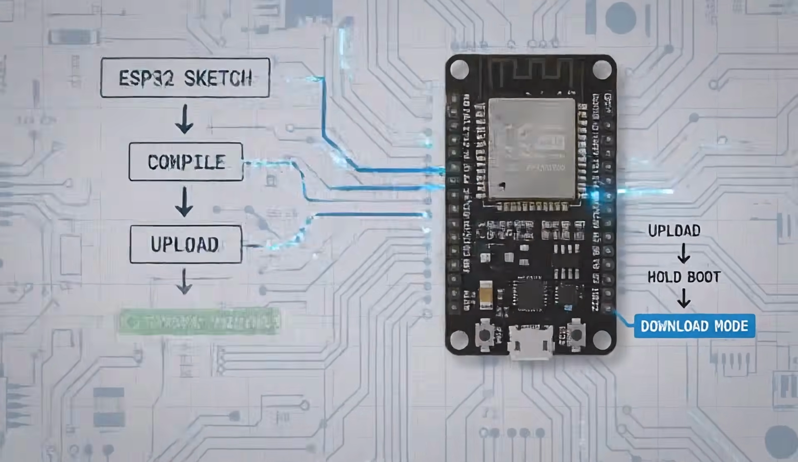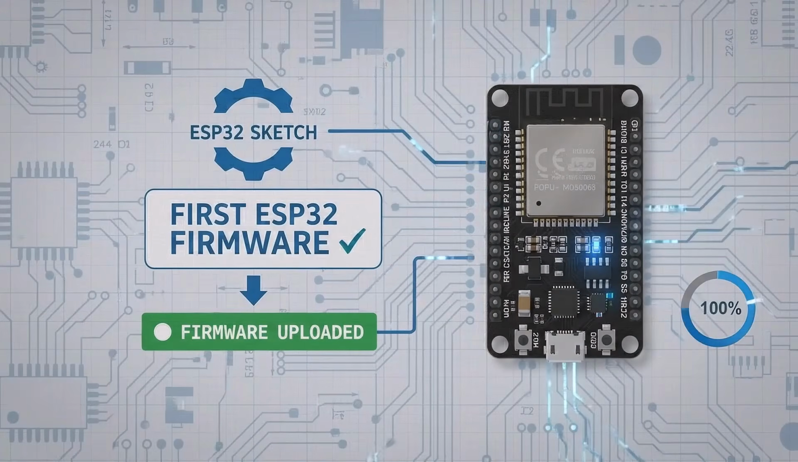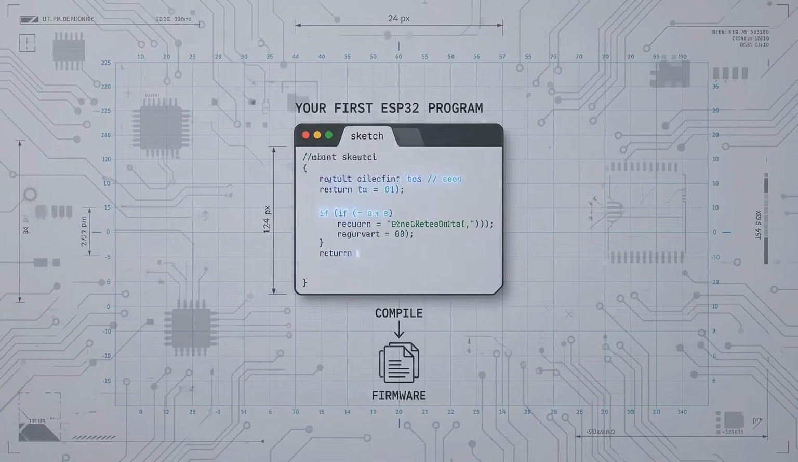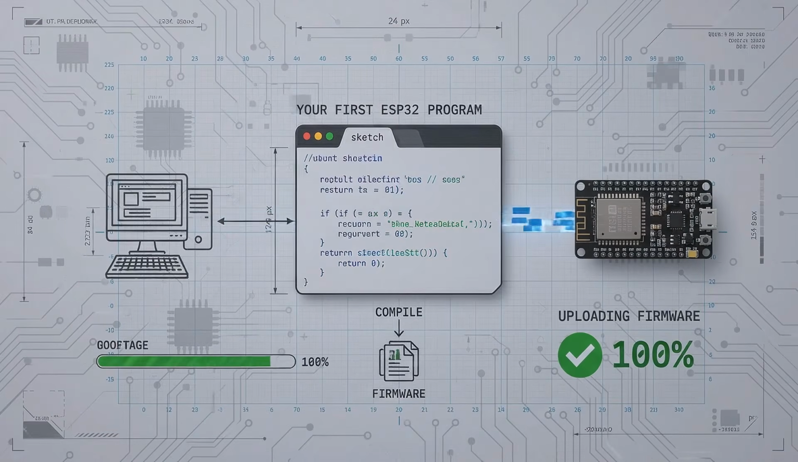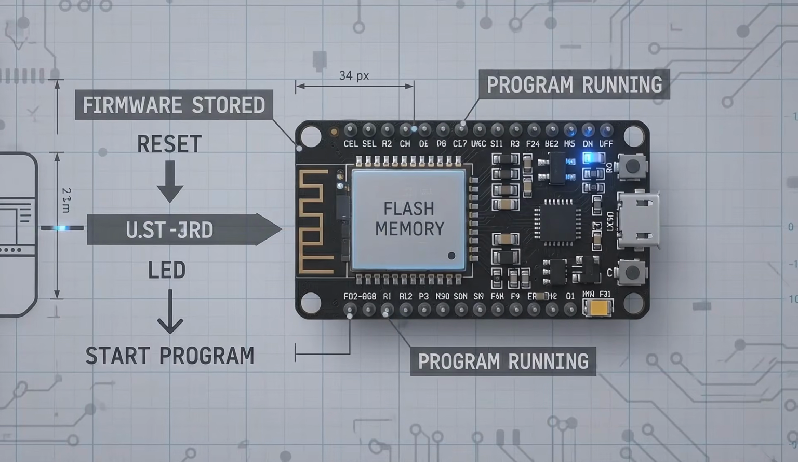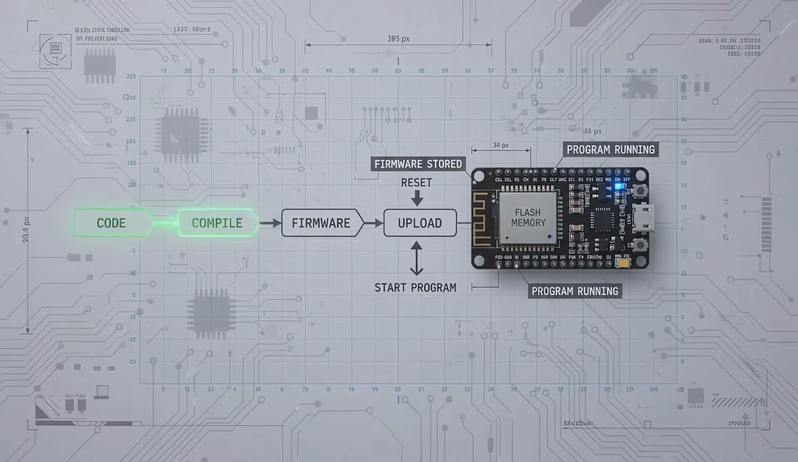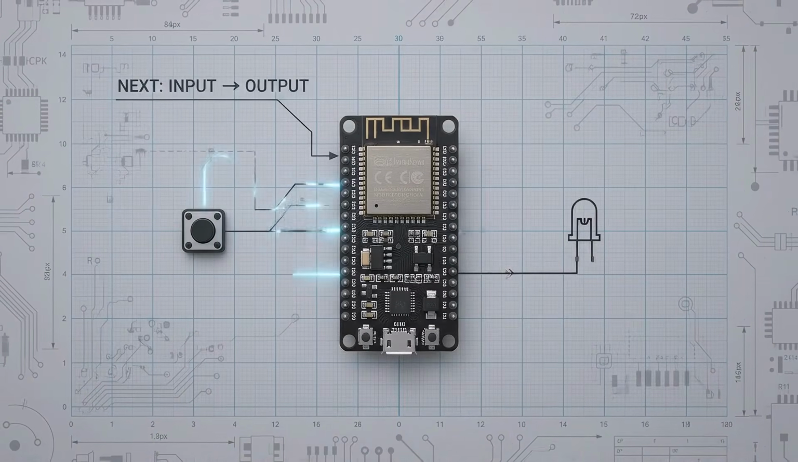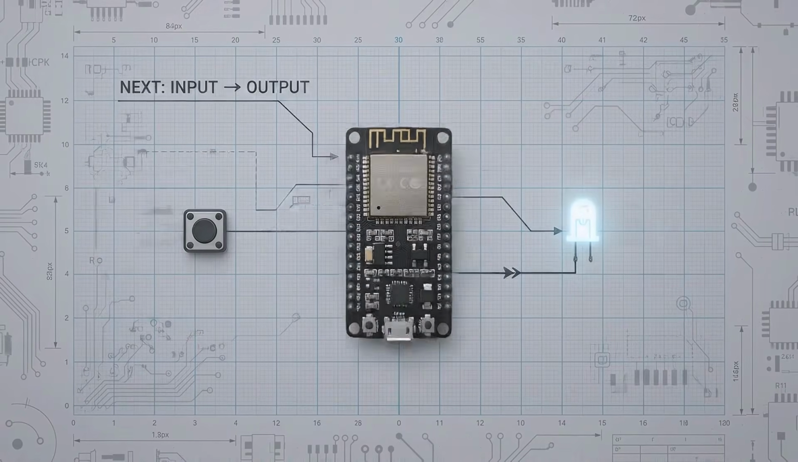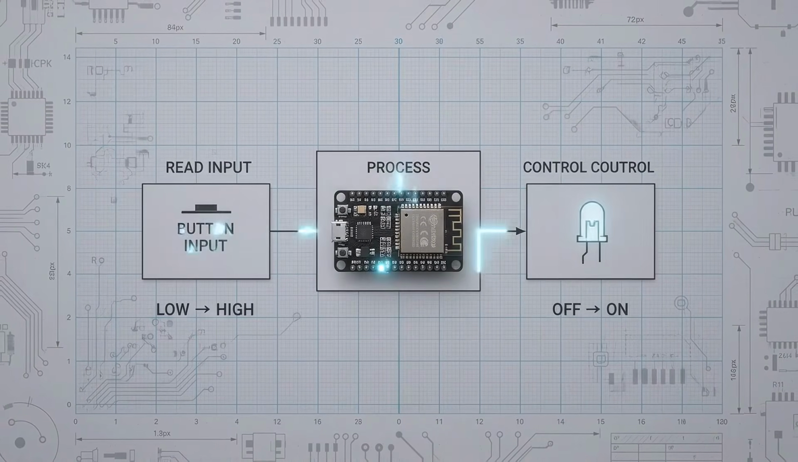If necessary, hold the boot button while starting the upload. Once everything is working, you've completed the most important step. You've successfully created and uploaded your first ESP32 firmware. In the next lesson, we'll move beyond a simple output. We'll connect a button to the ESP32, read an input, and use that input to control an output.